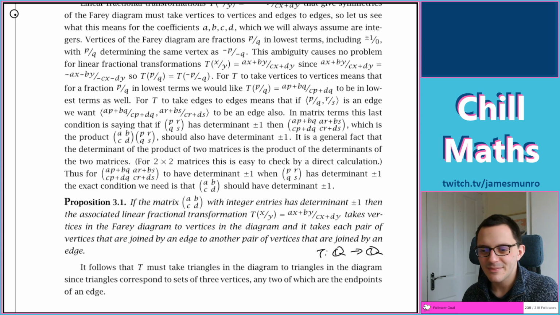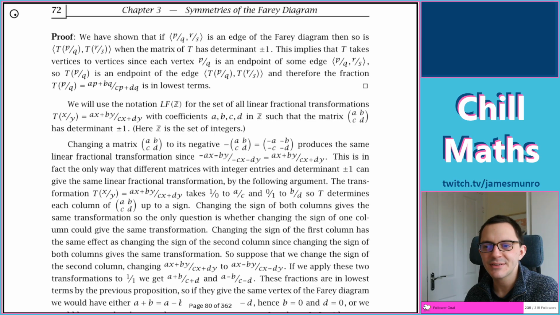Okay. Triangles go to triangles. Oh gosh, yeah, okay. Yeah, that's all right. T takes vertices to vertices. What is this proof telling me?